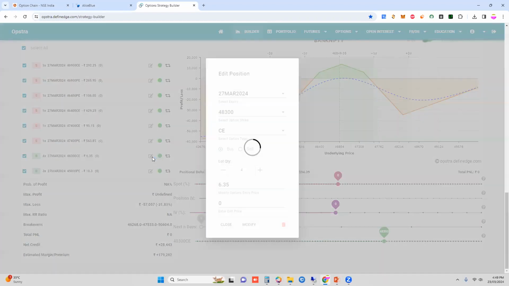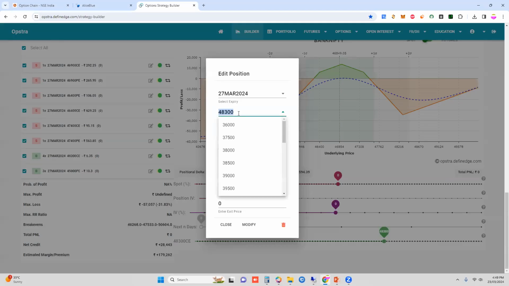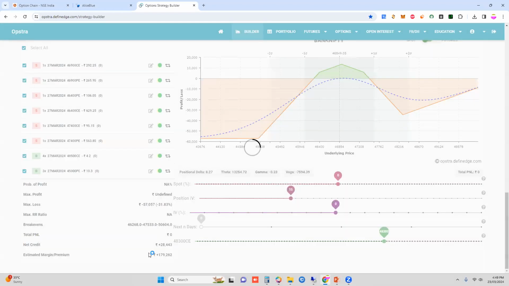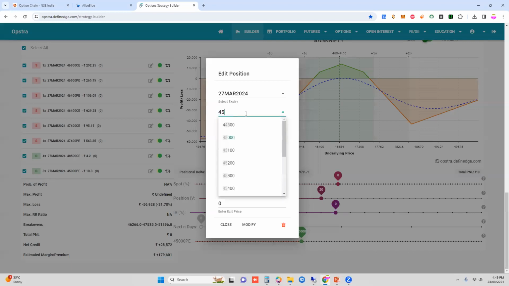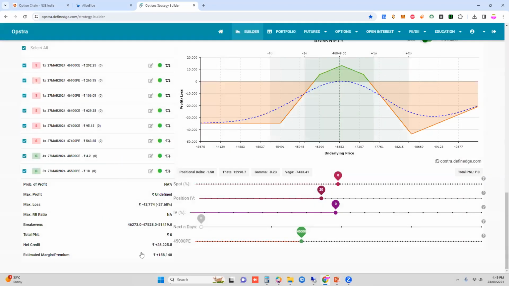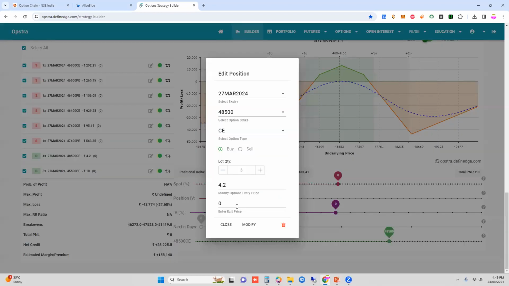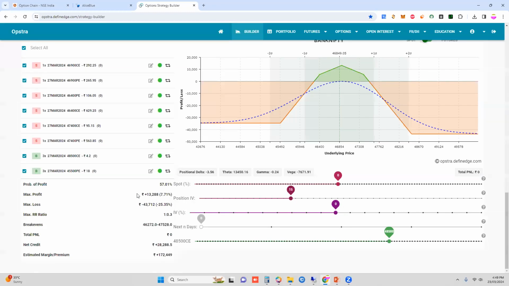For example, instead of 48,300, if I hedge with 48,500, see here, our premium will start decreasing slowly. Instead of 45,500, if I hedge with 45,500, what will happen? See here, we saved another 20,000 rupees of premium. Understanding? We saved the premium, but our profit will decrease only by 200, 300 rupees, and still we are making the maximum profit of 13,000 rupees.